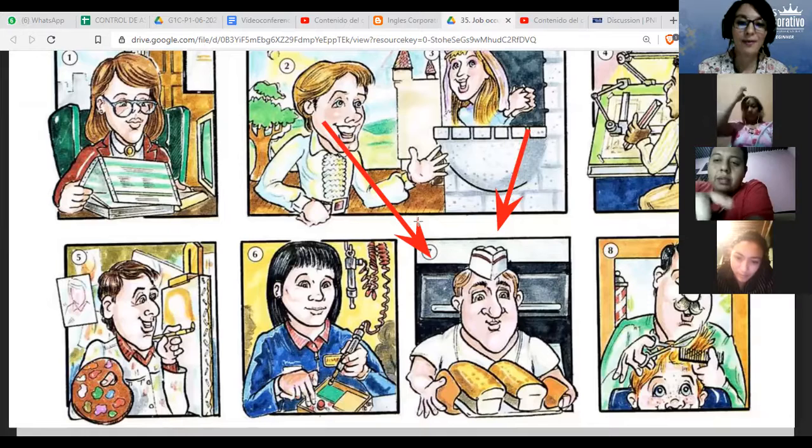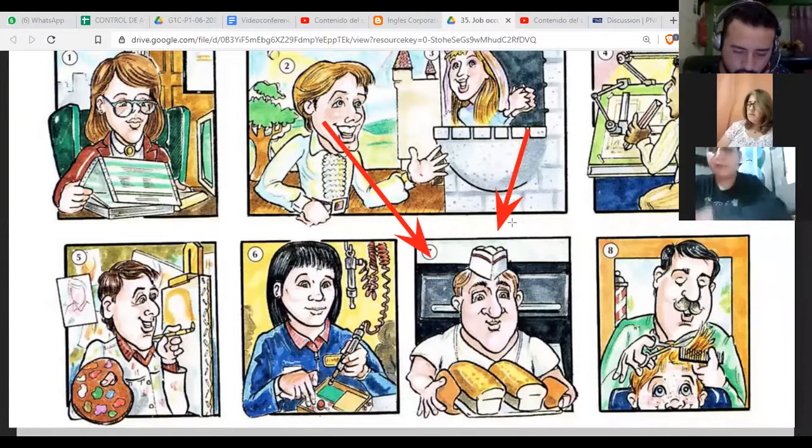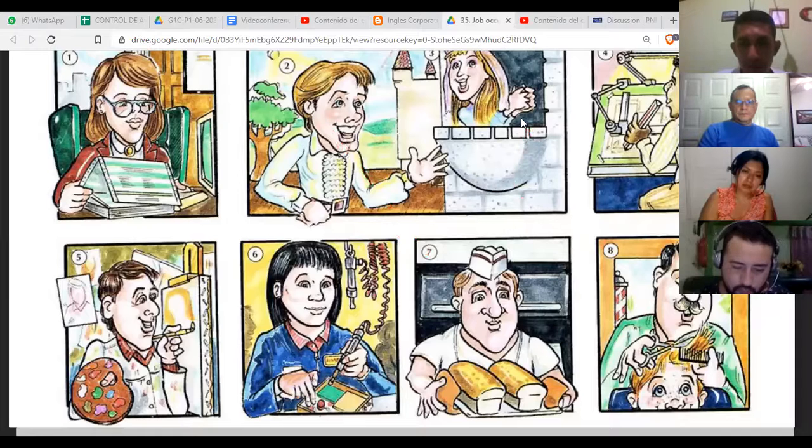Baker. A baker. Yes. Can you spell it, please? Baker. It's B, A, K, E, R. E-R, yes, correct. Okay, thank you. Let's continue. And let's go with this occupation. Maricela, picture number 8.